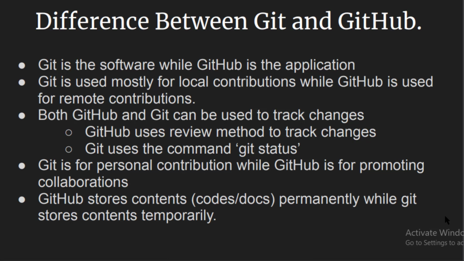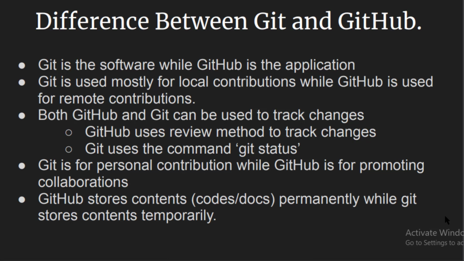So Git stores content temporarily. Why? What did I mean by that? You can make changes on Git, but it's stored locally. So if the Git hidden file gets deleted, all the changes made will be deleted automatically, so it stores it temporarily. That's what I mean by that.